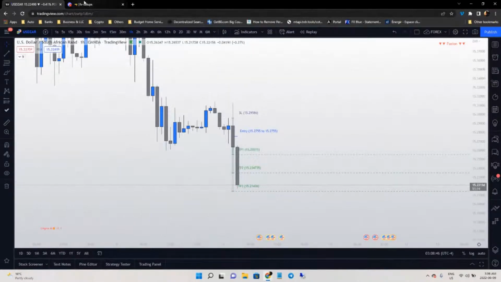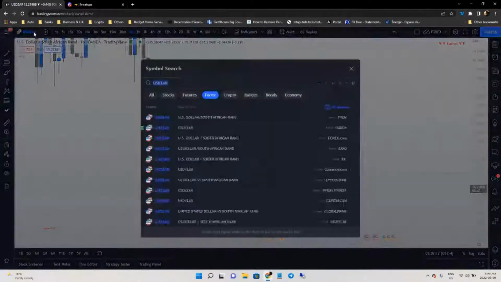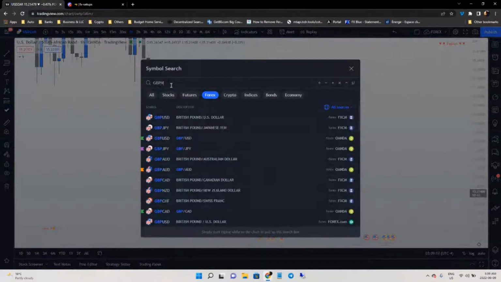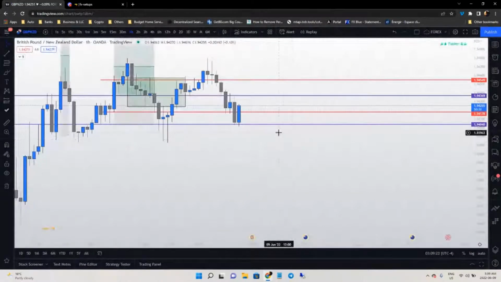Perfect. So how does it work? Basically, you're gonna receive the alerts like this. You have two alerts right now that came in at 3 a.m. You have GBPNZD and you have USD ZAR. The ZAR trade is the one that we just saw. We are going to look at GBPNZD to see how it is right now, for a sell.